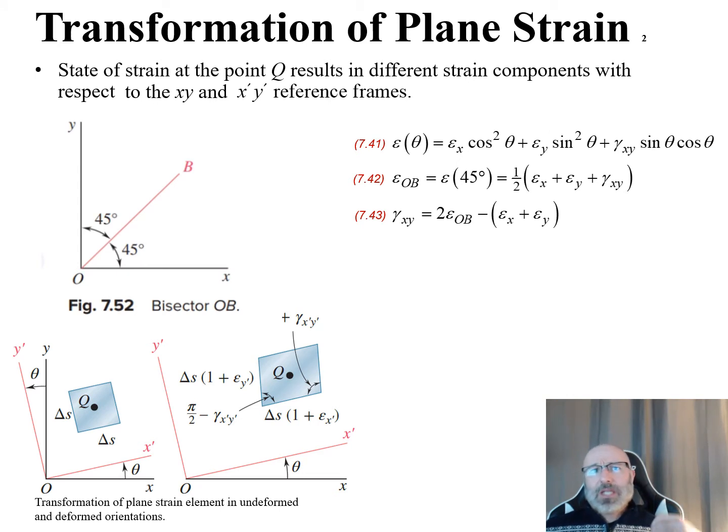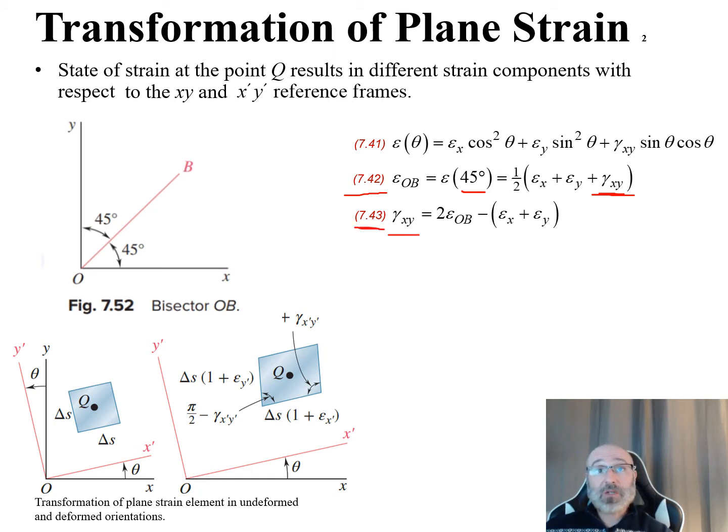Next, what we can do is take this equation, our 7.42 here, which we've derived by putting in that 45 degrees for our theta term. With this, we can now solve for our gamma xy. If we solve this for our gamma xy right there, we end up with the relationship that we see down here in equation 7.43.